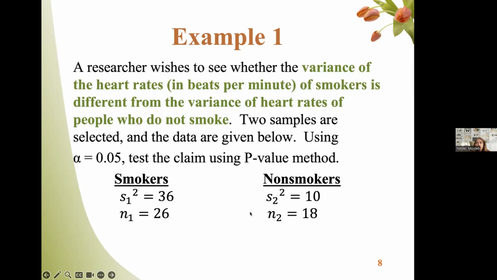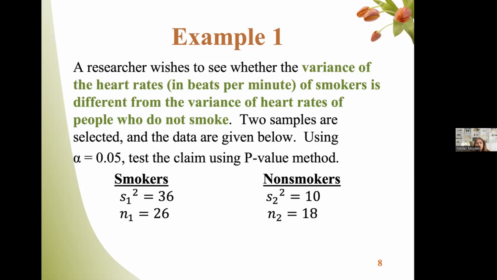Well, I right away look at the variance. S1 squared, the variance for the first group, is 36. That's larger than 10. So they gave me the correct group, so I'm not going to switch groups.